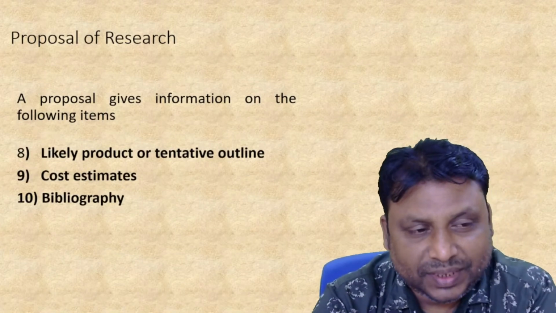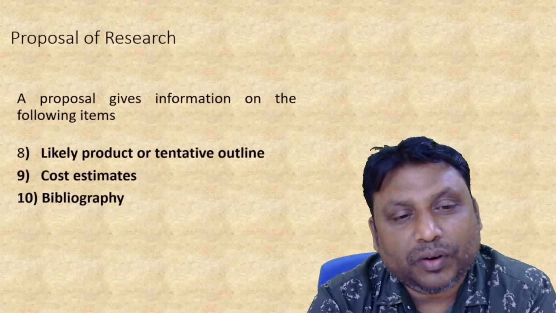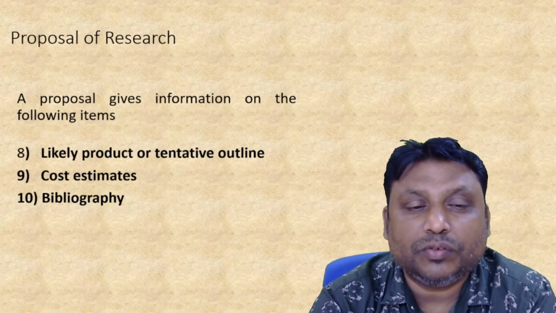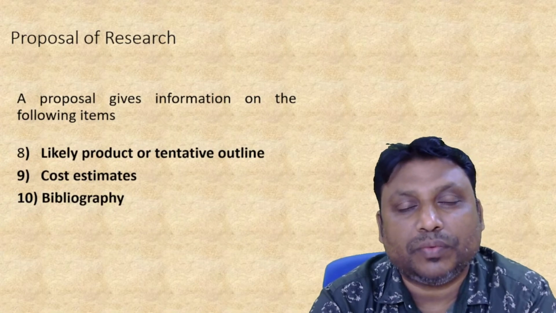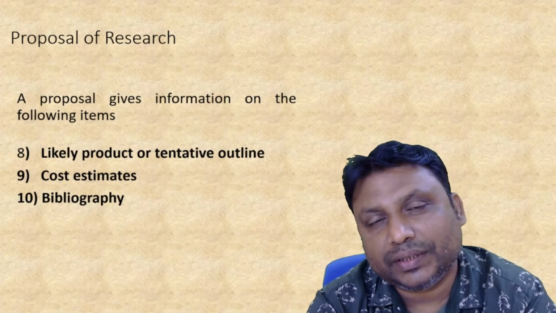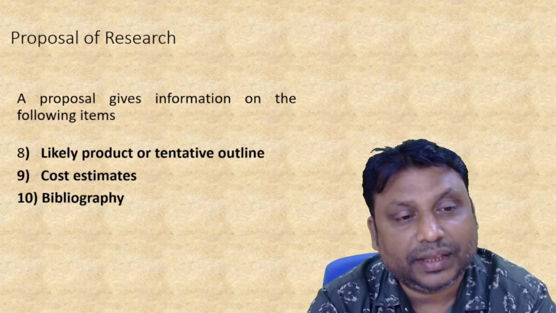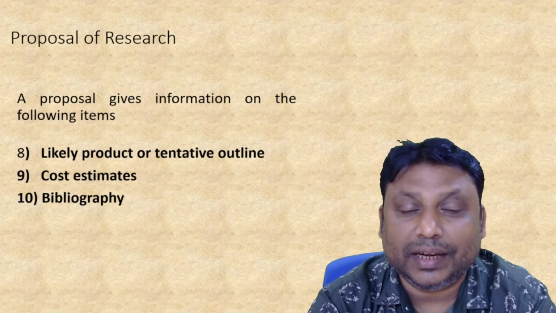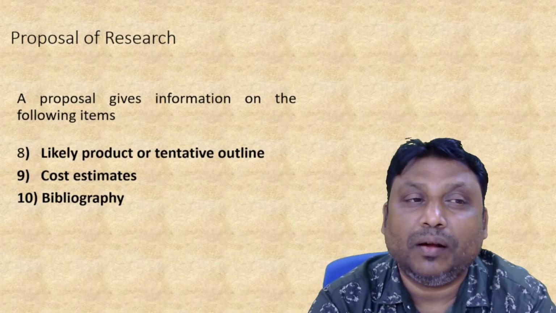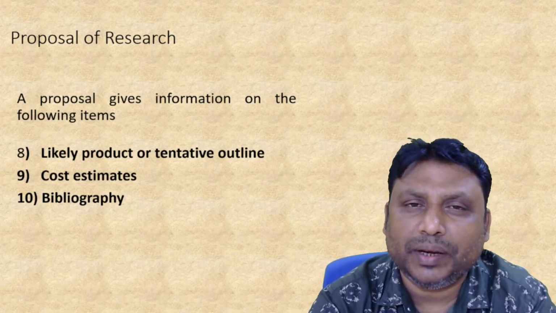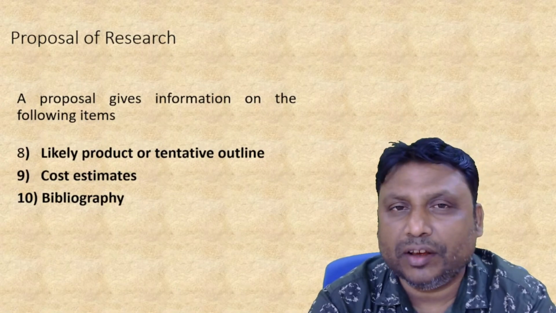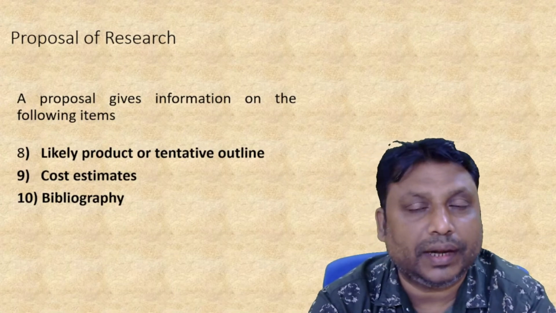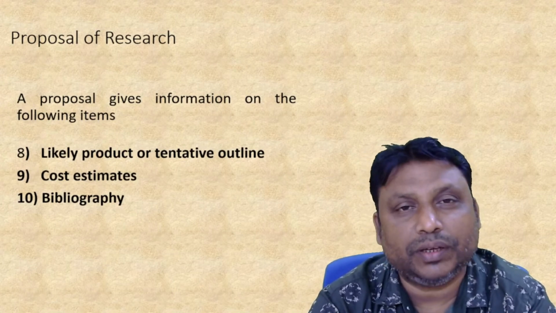The next point is likely product or tentative outline. So what should be your tentative outline of your project work from starting to end? So you have to mention it. And sometimes this is also called the action plan of your research proposal. Tentative outline or your action plan of your research work. Action plan means from starting to ending of your proposal. So how much time should be required? You have to prepare a tentative outline or your action plan, you can say that.